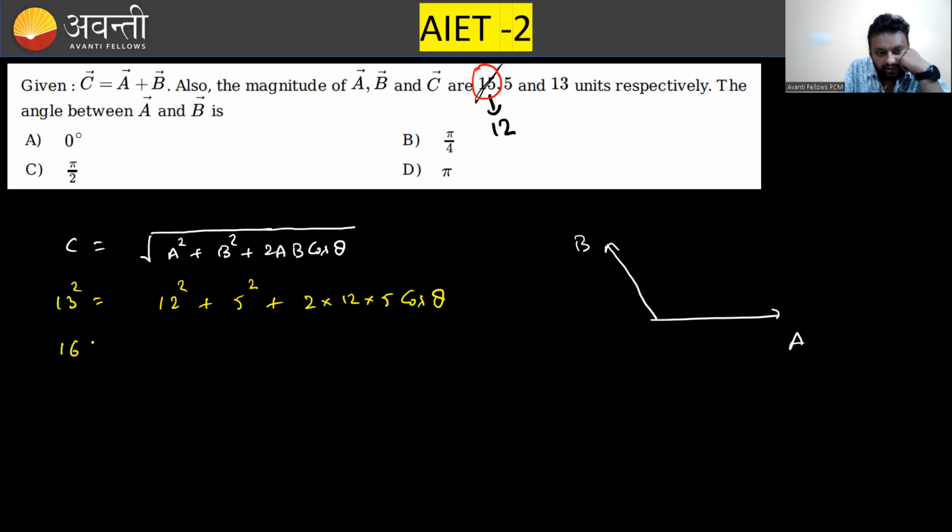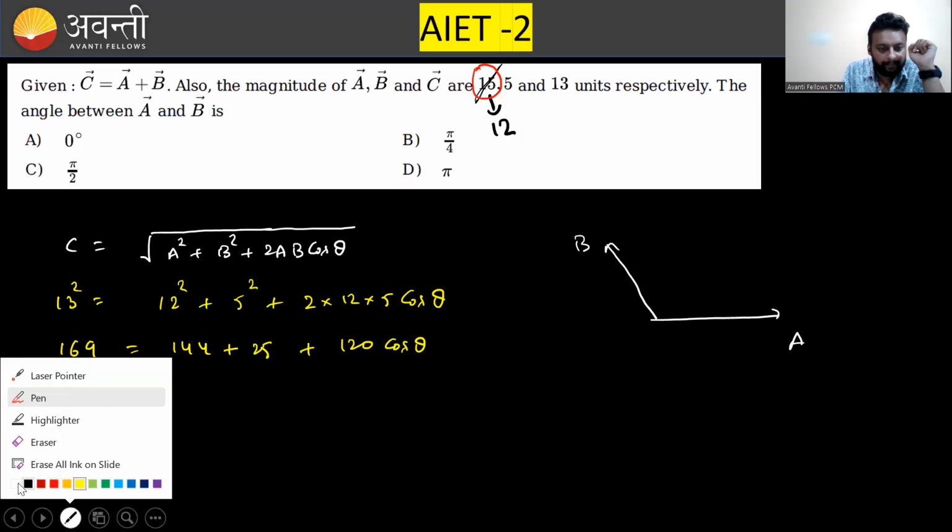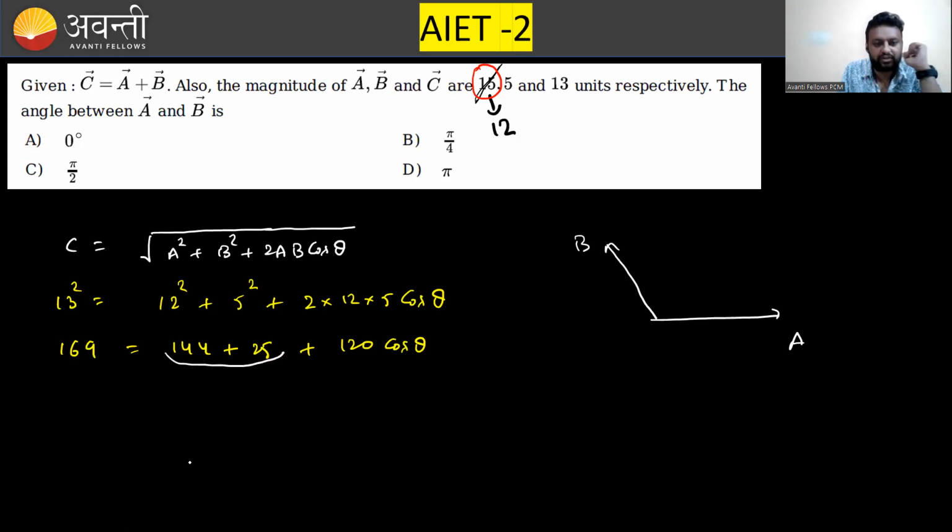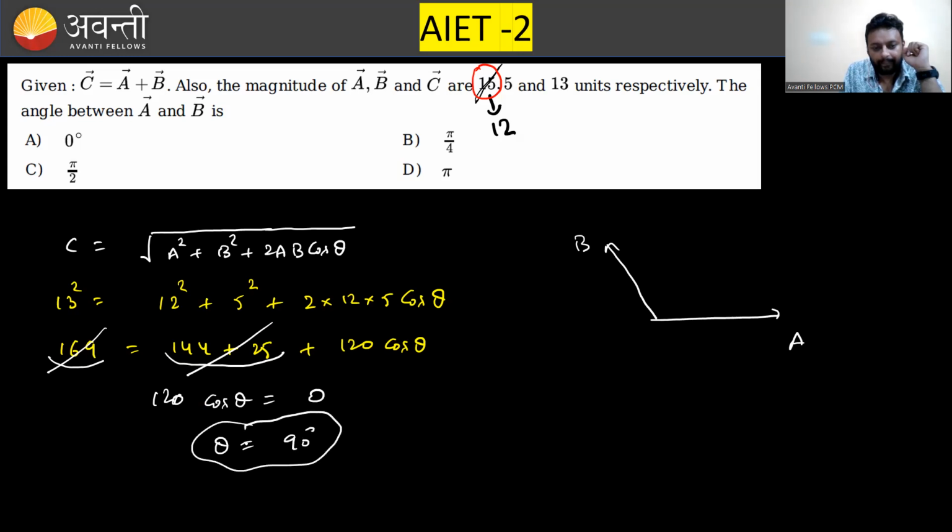So 13 square is 169, which is equal to 12 square is 144 plus 5 square is 25 plus 120 cos theta. Now you can see that this term is 169, this term is 169, they both can be cancelled. So 120 cos theta is equal to 0. So theta is equal to 90 degrees, which is option number C.